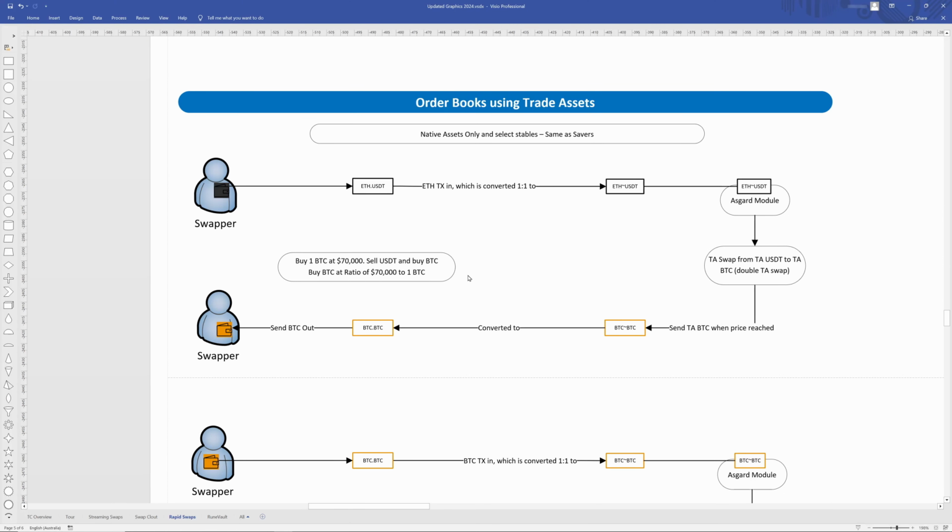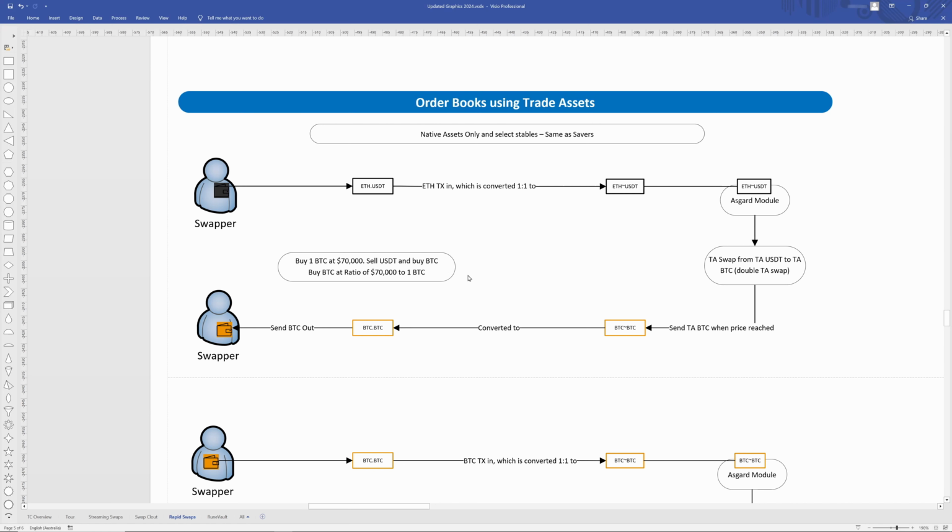So as an overview, order books uses trade assets. It was originally designed to use synthetics, but now it will most likely use trade assets. That said, the design is subject to change. So I'm just going to go through how it currently sits today based off my research, but with a disclaimer, it may change or tweak later on. So order books will likely use trade assets, and see my video on trade assets to understand more about how they work.